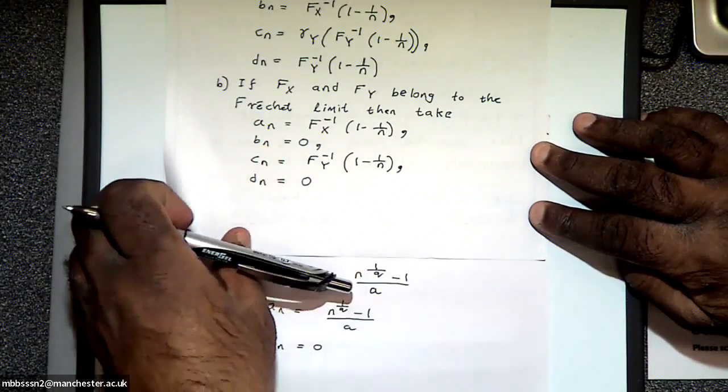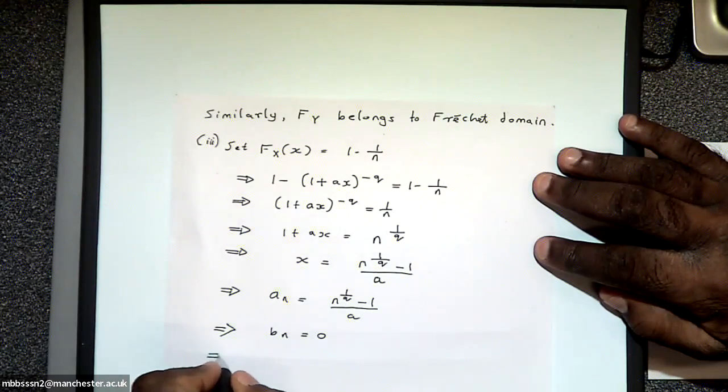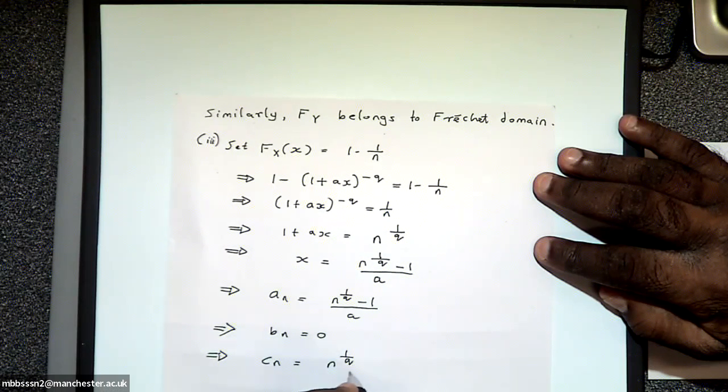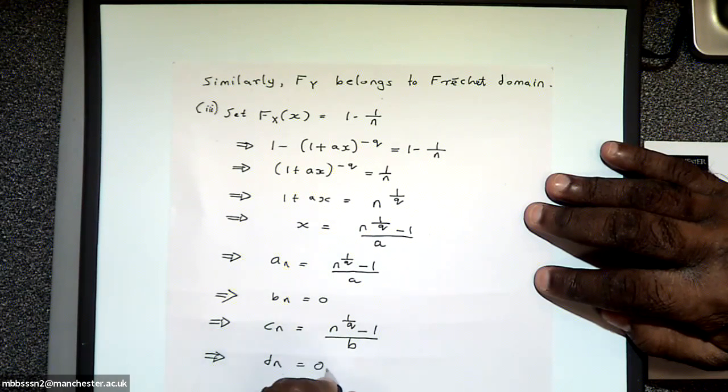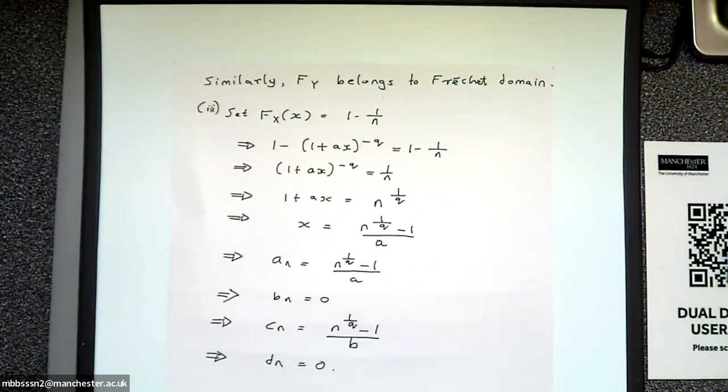Yes. And similarly, because of symmetry, your cn is ... divided by b, okay, and your dn is equal to 0. Okay. All right, guys. So that's step number 3.